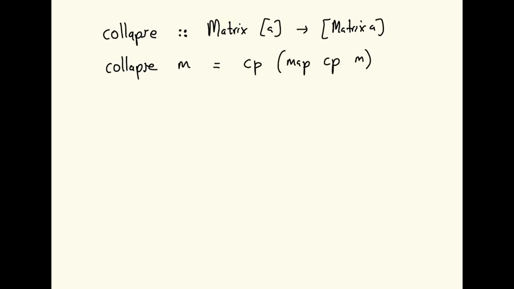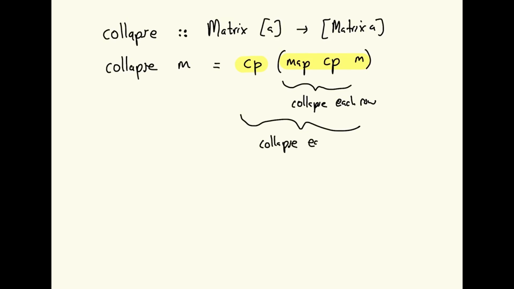What I'm going to do is internally map CP across each row of the matrix, and that's going to collapse each row. Then at the outer level I apply CP once more, and this will collapse each column. Again, you may need to stare at this bit, maybe experiment with it, and maybe even try and rewrite it yourself to convince yourself that this actually does the right thing.